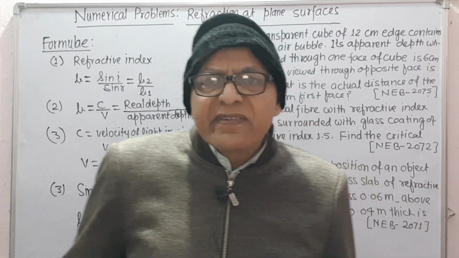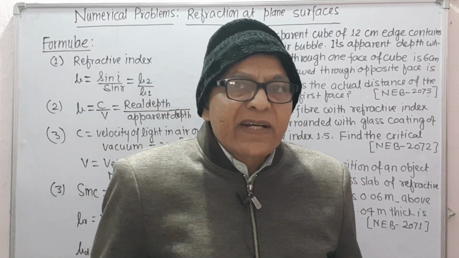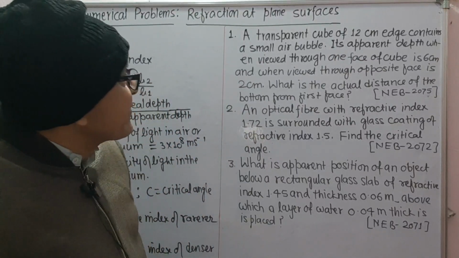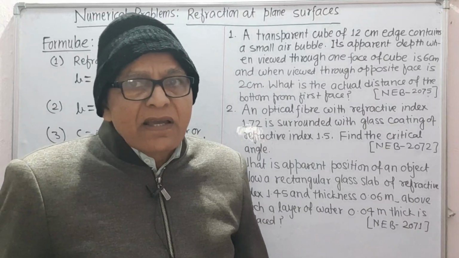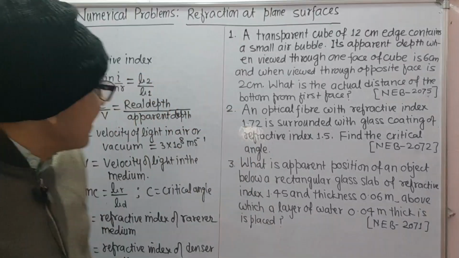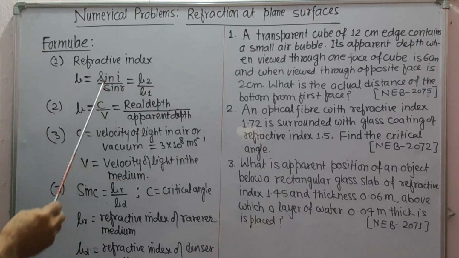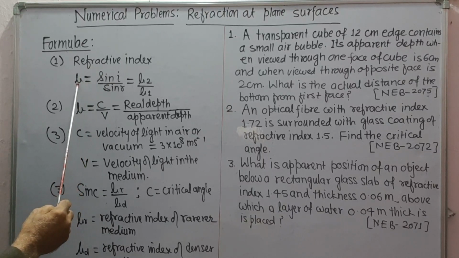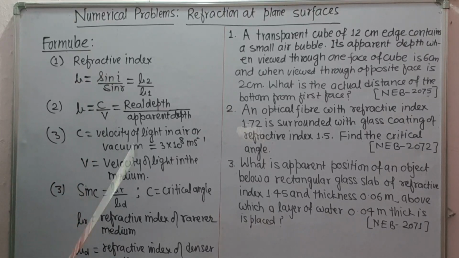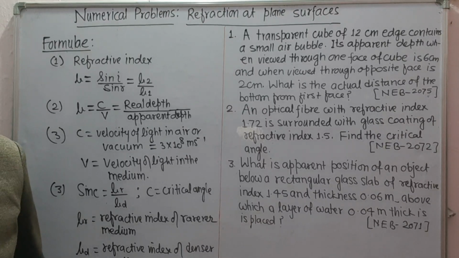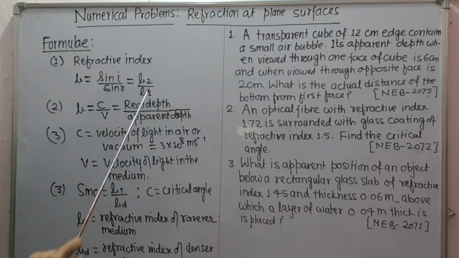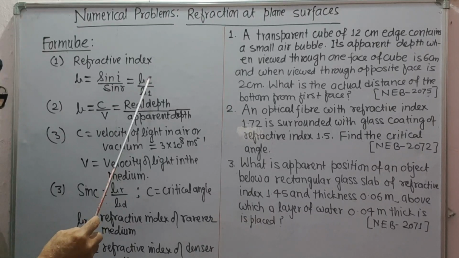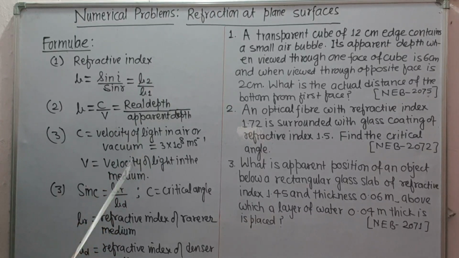Hello dear students, let us solve some numerical problems related to the refraction through plane surfaces. At first, let us review the related formulas. Refractive index is given by Snell's law: mu is equal to sin i upon sin r, where i is the angle of incidence and r is the angle of refraction. Mu2 is the refractive index of second medium and mu1 is the refractive index of first medium.